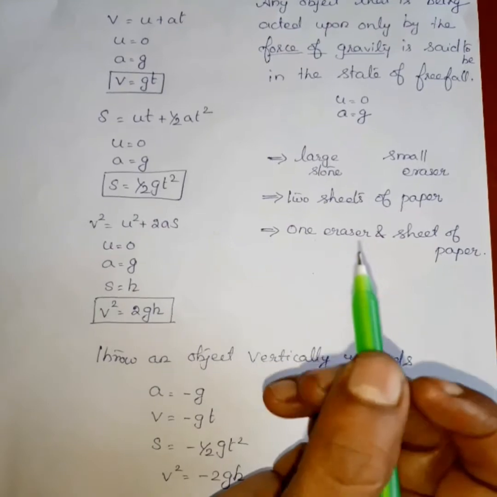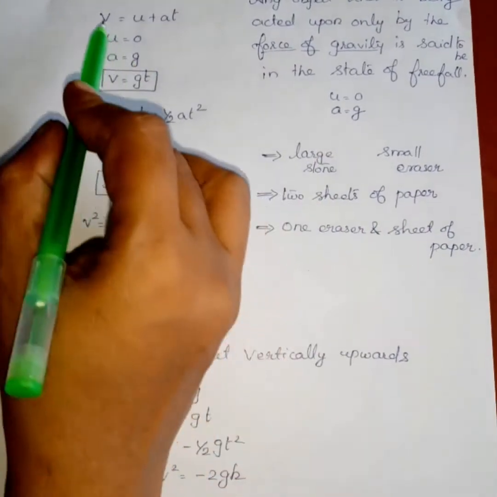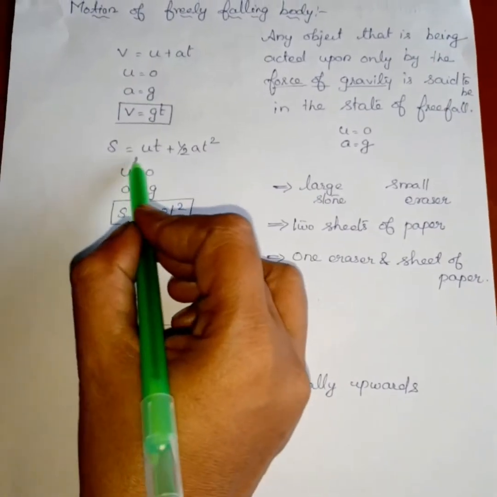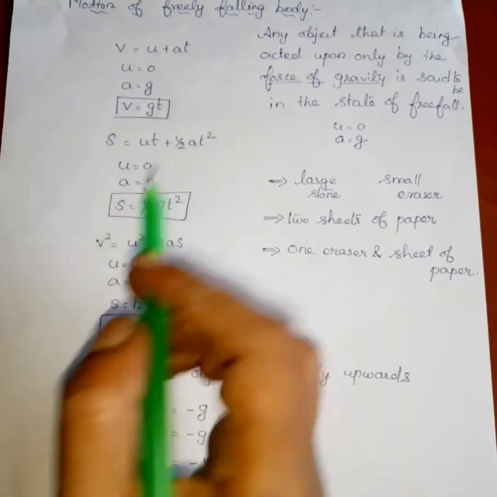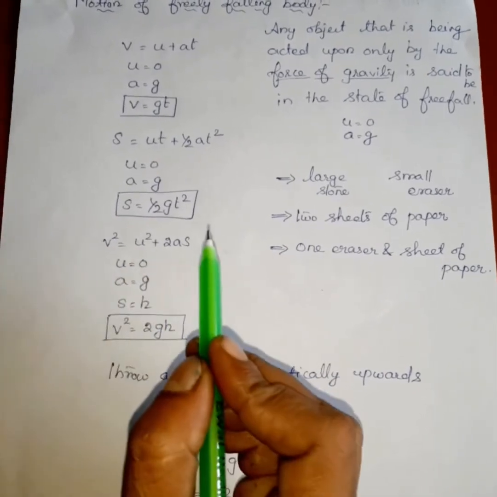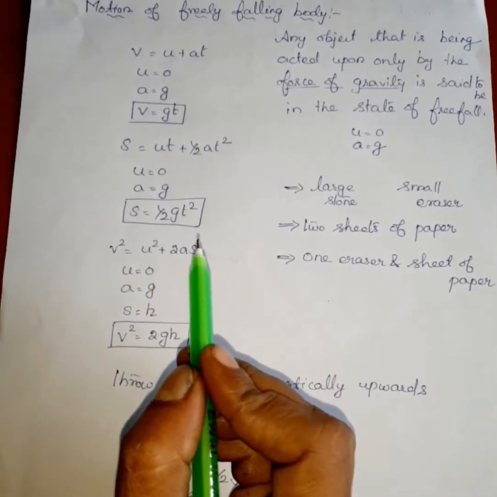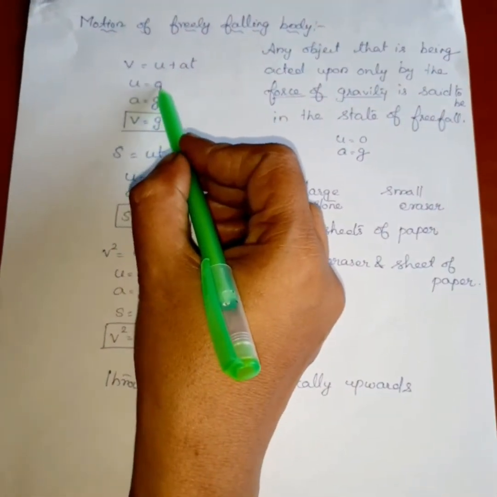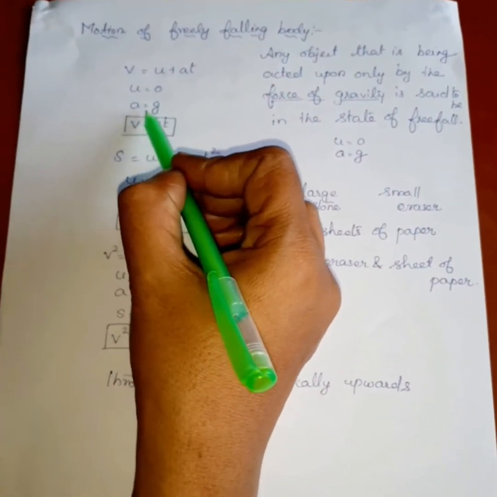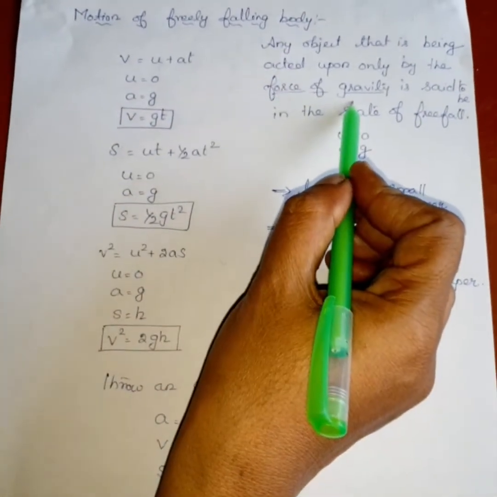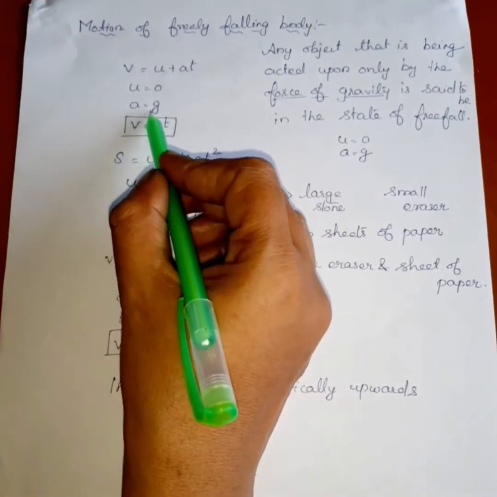Okay, now you write the three equations of motion. V is equal to U plus AT, S is equal to UT plus half AT square, and V square is equal to U square plus 2AS. Okay, for a freely falling body, initially it is at rest, so U equal to 0. A is equal to G. Why? The acceleration due to gravity is applying here. So A is equal to G.